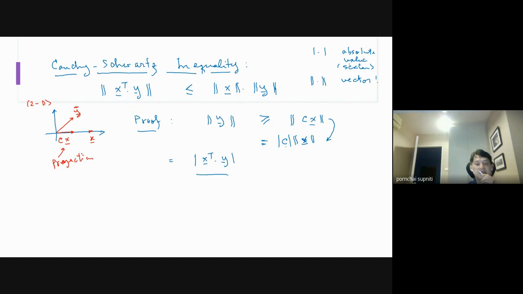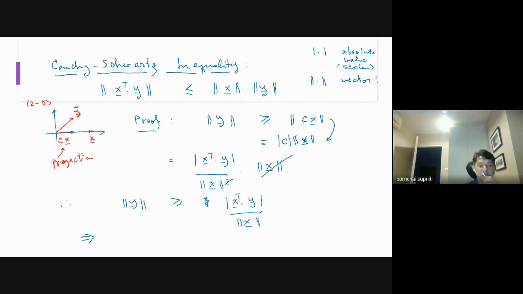So this c is just the constant value on the projection. So it is equal to x transpose multiplied with y, divided by the size of x squared. So this is c, and then you multiply with the size of x. So this thing cancels out. Therefore, the size of y will be greater than or equal to the size of x transpose multiplied with y, divided by the size of x.